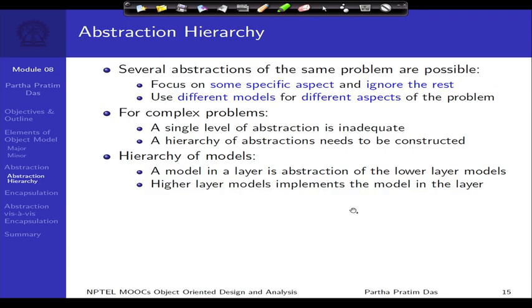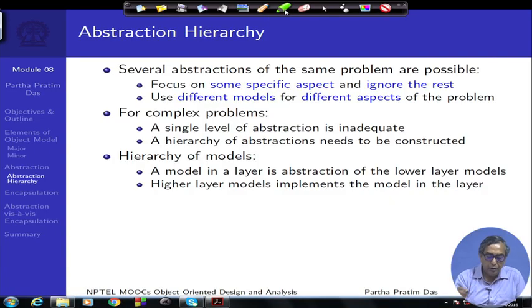So, this is the basic concept of abstraction, and we will see that often a single abstraction in isolation is difficult to express. So, what we do is, several abstractions of the same problem are often possible, and we are focusing on some, ignoring the rest. For each abstraction, we have a different model. We have just seen several examples of this.